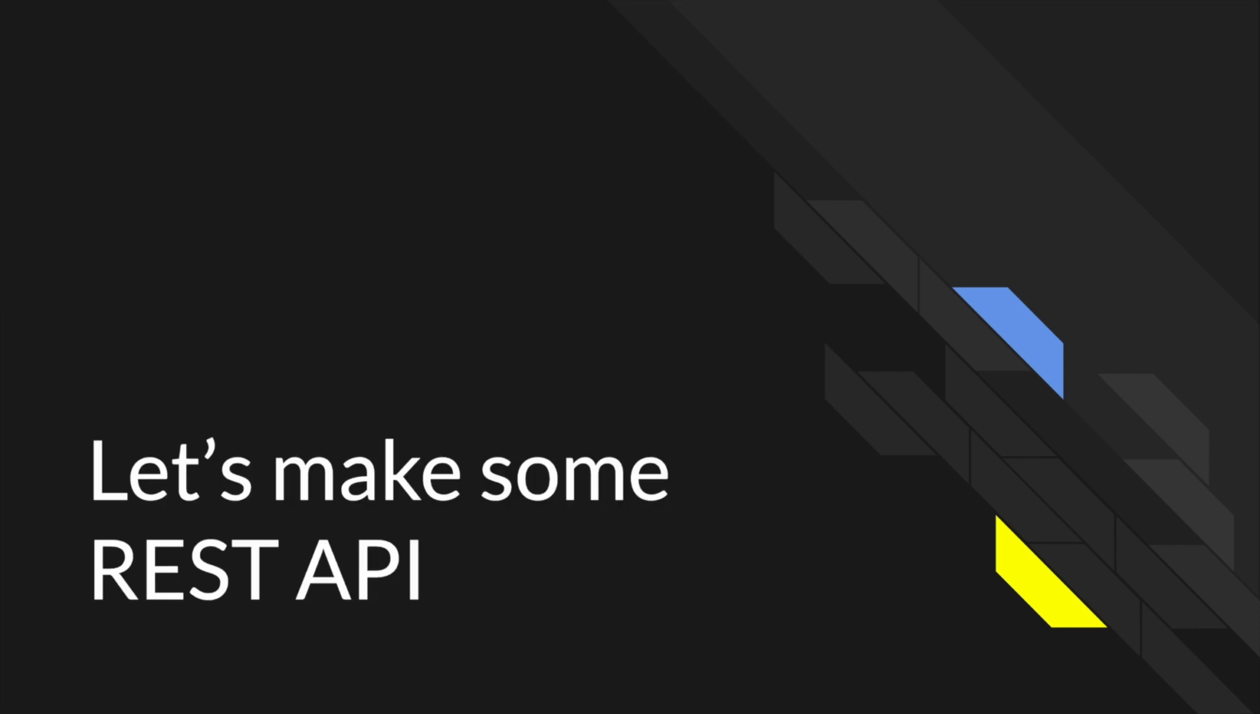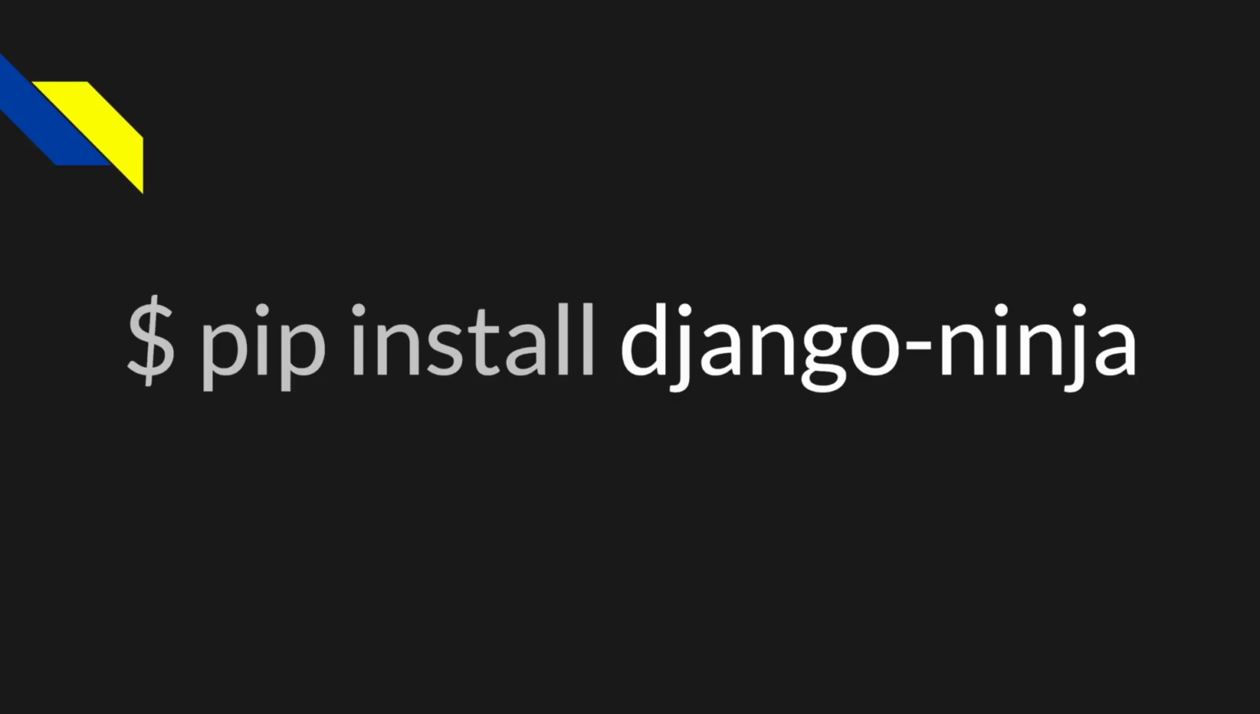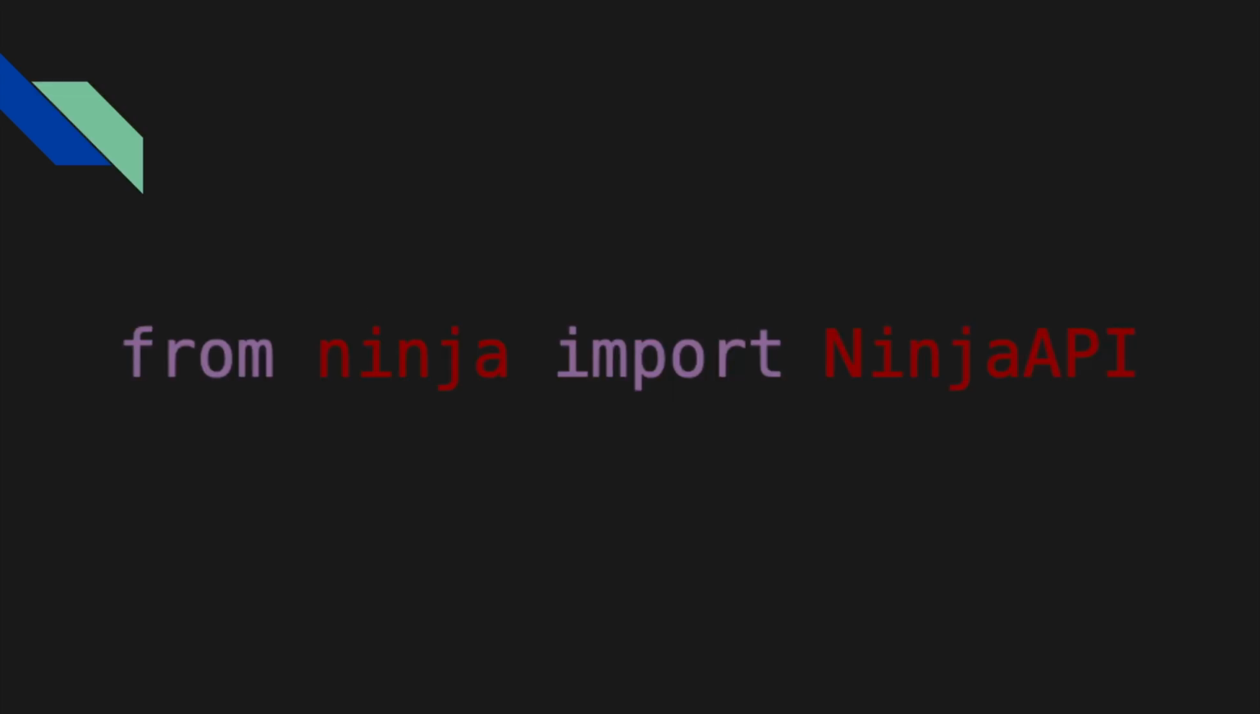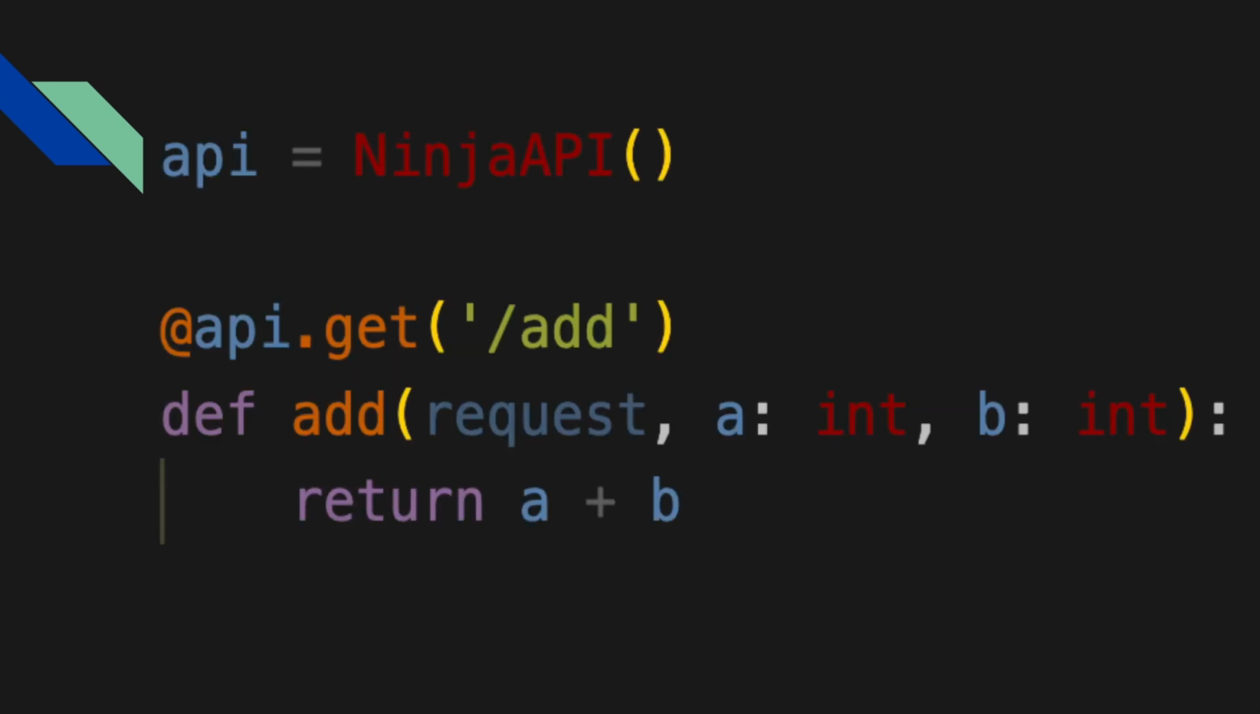Let's create our first API. First of all, install Django Ninja with pip like so. Then in some new module, import the API class from ninja. And then we need just three lines. First of all, we initialize our API instance. Then we use a decorator. In this case, we use api.get to implement the GET method. And inside we pass the path for that operation. In our case, it's /add. And finally, we pass the request to our function.